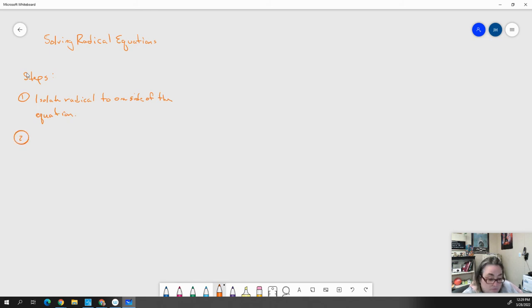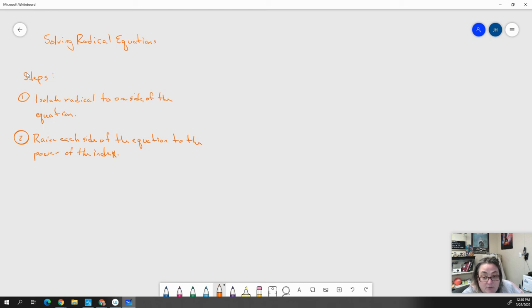Number 2, raise each side of the equation to the power of the index, right? So if I have a square root, we're going to raise it to the second power. If we have a cube root, we're going to raise it to the third. If we have a fourth root, we're going to raise it to the fourth power, to the power of the index.